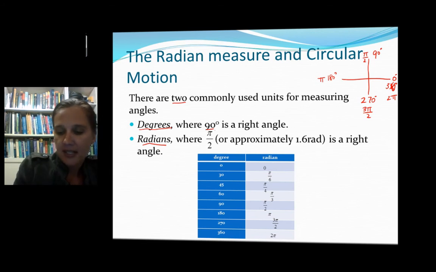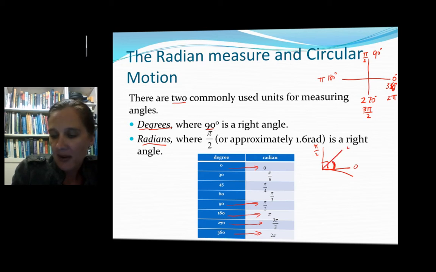So here 0 degrees is 0 radians. We've worked these ones out: 90 degrees is pi on 2, 180 is pi, 270 is 3 pi on 2, and 360 degrees is 2 pi. Between these ones, if 90 degrees is pi on 2, and we split that in half, we have 45 degrees, half of 90 degrees. And here we have pi on 2 divided by 2, or pi on 2 times a half. Pi times 1 is pi, 2 times 2 is 4, so we have pi on 4 for 45 degrees.